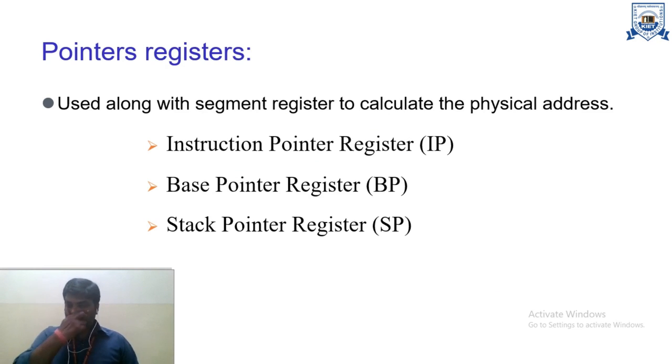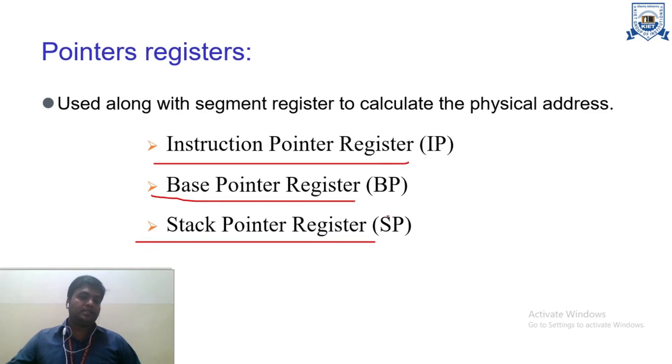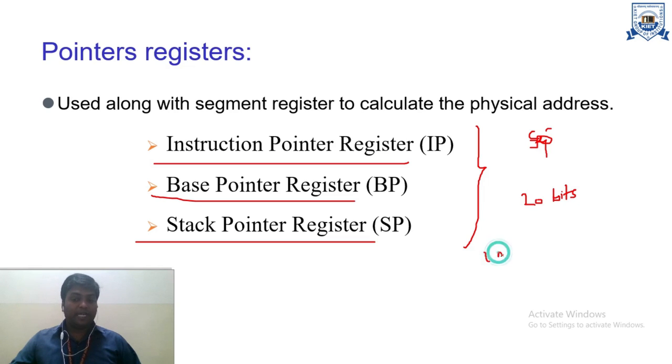Now we have some pointer registers also, that are the instruction pointer register, base pointer register and stack pointer register. These pointer registers are used along with the segment registers, and with their help we identify the memory address, or we can say the physical address. The size of the physical address is 20 bits, because here the size of memory is 1 MB. That means for accessing this 1 MB of memory, 20 bits of information is required.